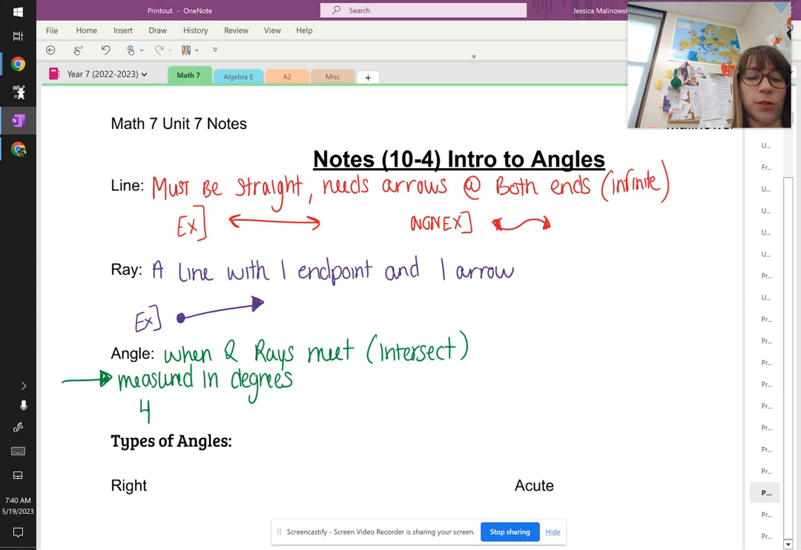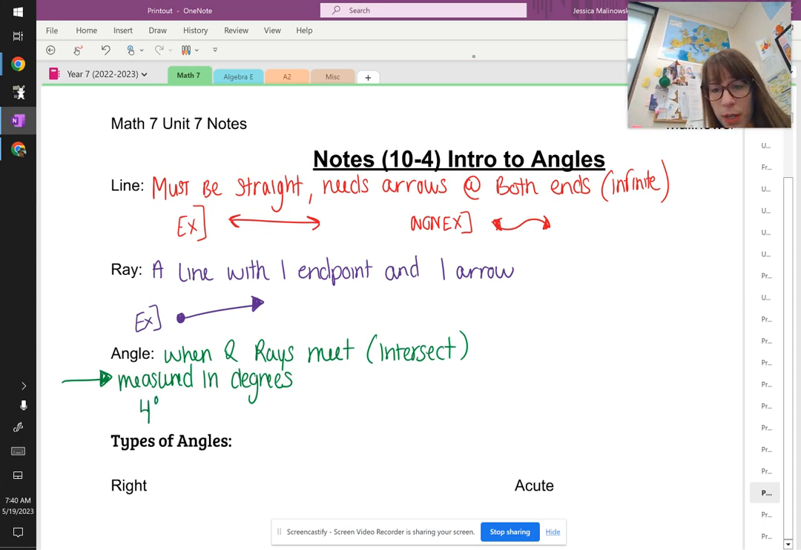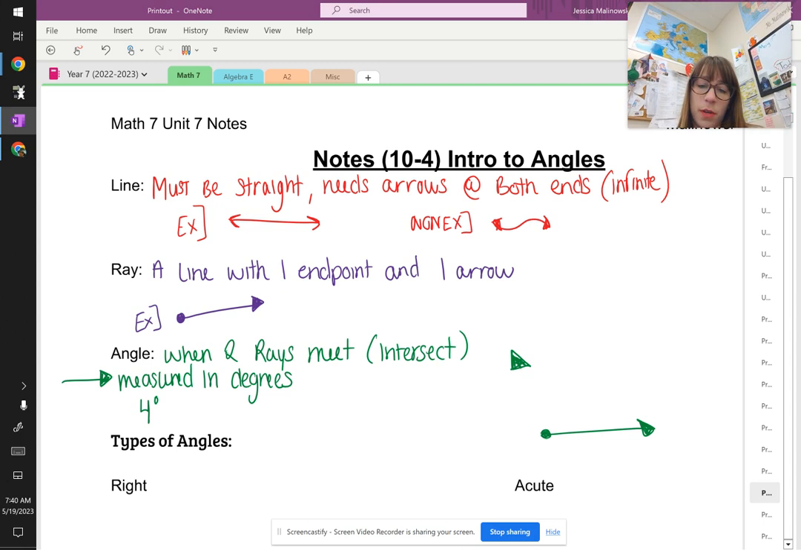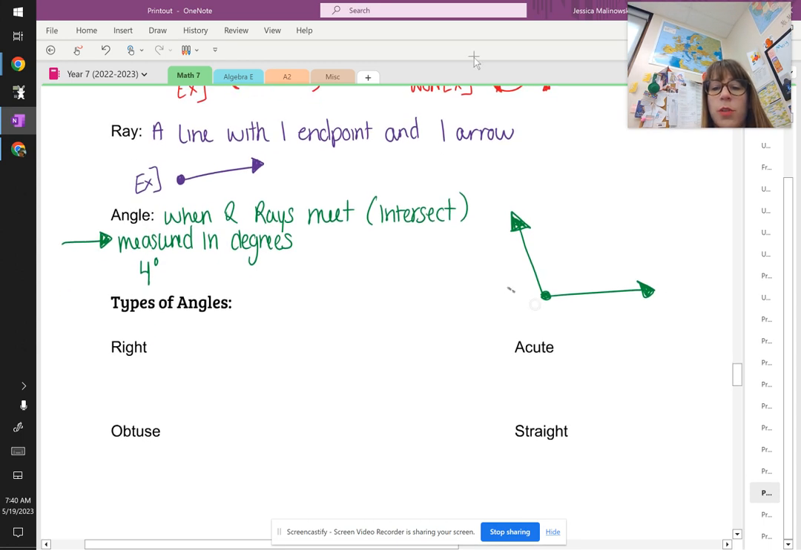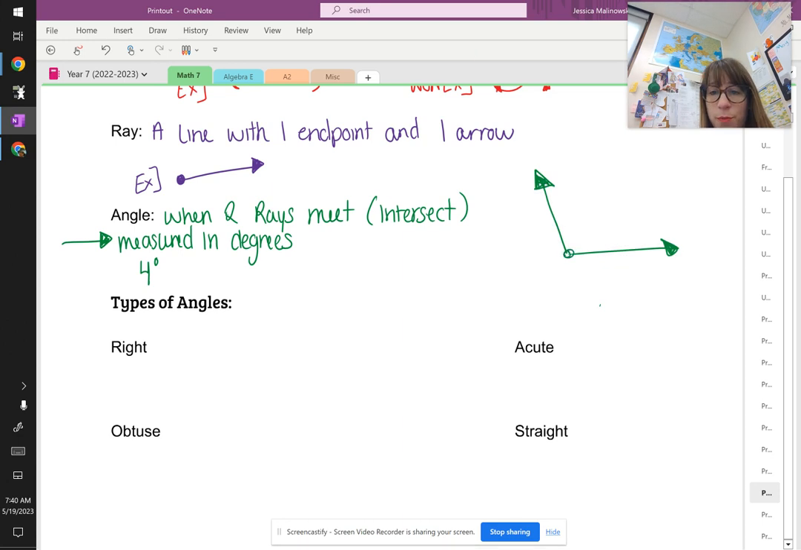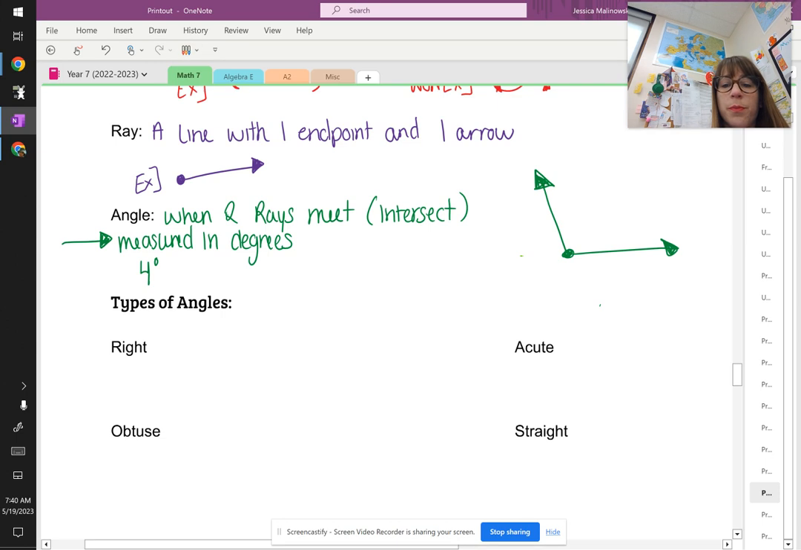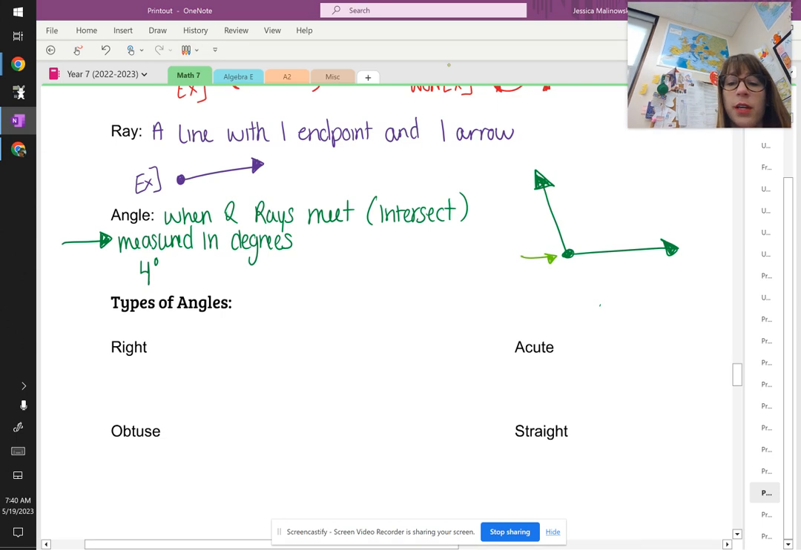So, for example, 4 degrees. And then a picture of that: 2 rays, so there's 1 ray, and they kind of intersect at that endpoint piece. It's not the straightest line I've ever drawn in my life. Boom. And I just want to talk about what that center point is called, that middle point there that I just moved. That point, that intersection point, is called the vertex, aka that's where they intersect.